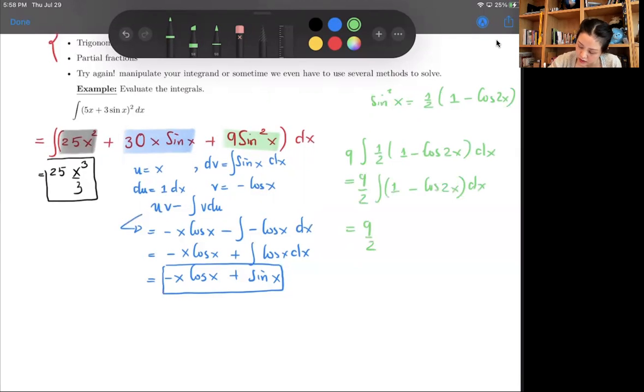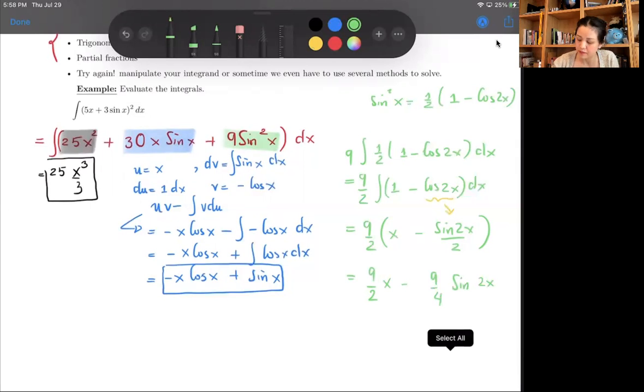The integral of 1 is just x. Using u substitution, the integral of cosine of 2x is sin of 2x over 2. Right? This is a very popular one, and it's simple, so you can do it yourself on the side. Okay. So now I can combine them all together. Let me distribute the 9/2 in and write it out. So it's 9/2 x minus 9/4 sin of 2x.